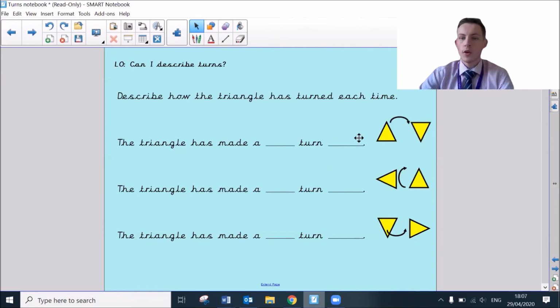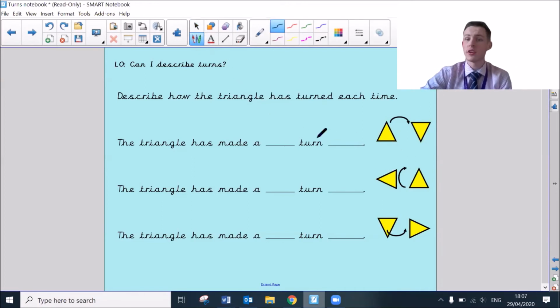So we're looking at this, if it's facing at the top and it's now facing down, there's only one type of turn it could have done, which is a half turn. So we're going to write in the word half. There we are. It's done a half turn. Now, the next point is blank. What do we think we need to tell our people that are reading our work? The triangle has made a half turn.